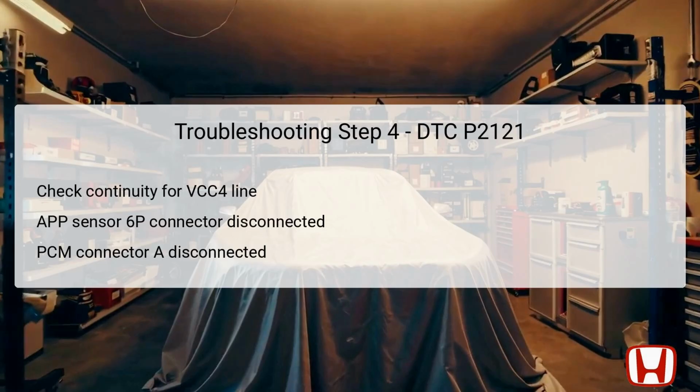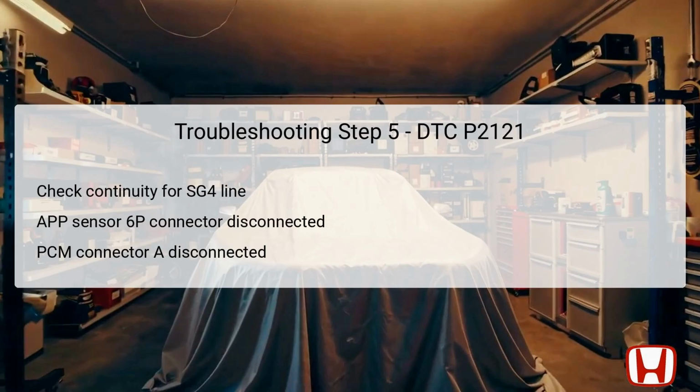Again, measure the continuity between test points. The first test point remains the APP sensor terminal number 4, and the second test point should now be from the PCM connector A at terminal number 45. If continuity is present between these points, it indicates that the VCC4 wire is intact and functioning correctly. If continuity is absent, it could signify an open circuit within the wiring, which would need to be repaired to restore proper communication between the APP sensor and the PCM.